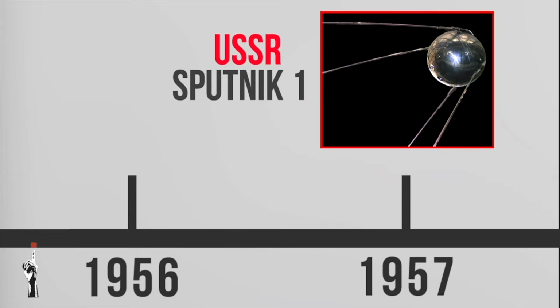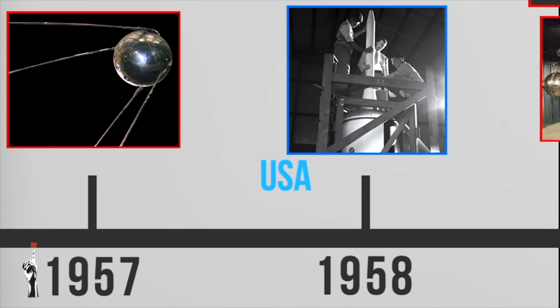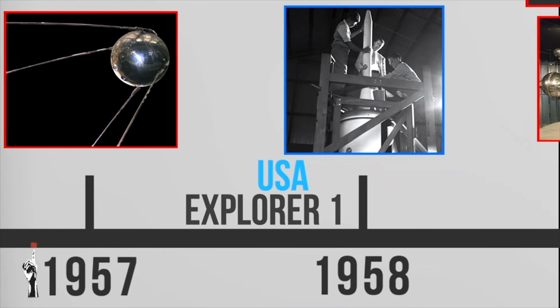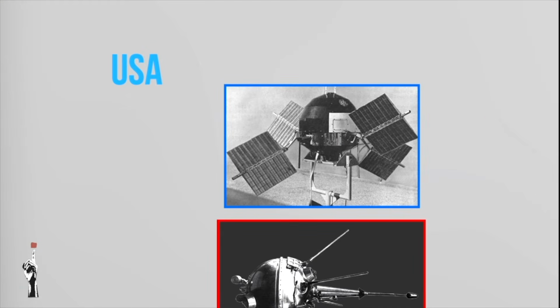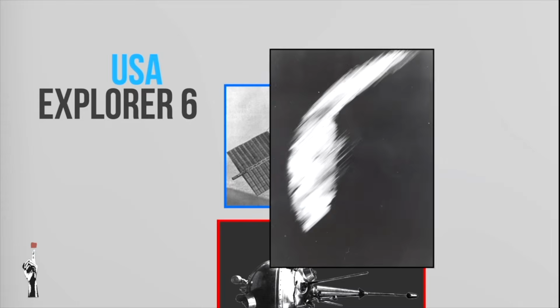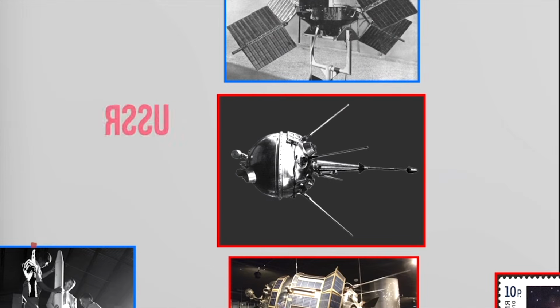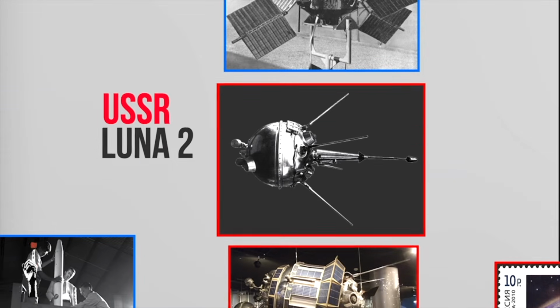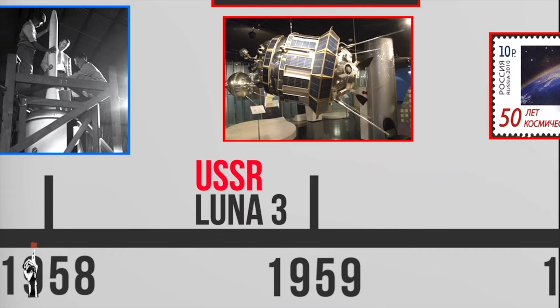This was the first satellite to orbit the Earth. The next year, the USA followed with Explorer 1. The year after that, in 1959, the USA launched Explorer 6, and Explorer 6 took the first photo of the Earth. That same year, 1959, the USSR sent Luna 2, and Luna 2 reached the surface of the moon. And later that year, they sent Luna 3, and Luna 3 took a photo of the back of the moon.